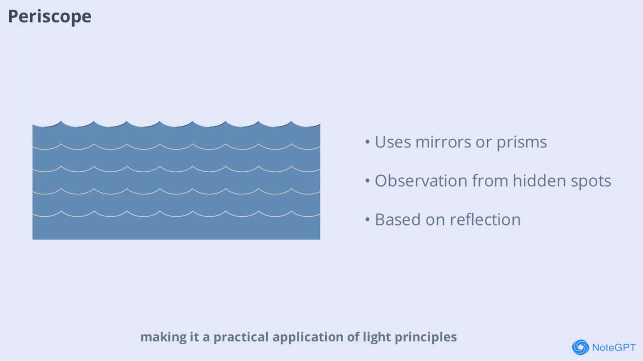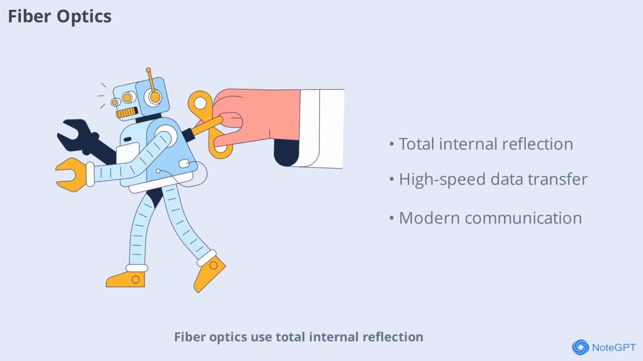light principles. Fiber optics use total internal reflection to transmit light signals over long distances. These thin glass or plastic fibers are the backbone of modern communication, enabling high-speed internet and data transfer. Fiber optics demonstrate how controlling light can revolutionize technology and connectivity.